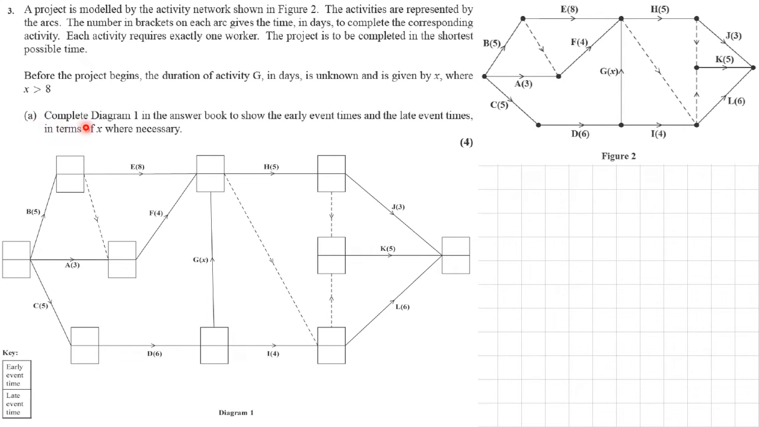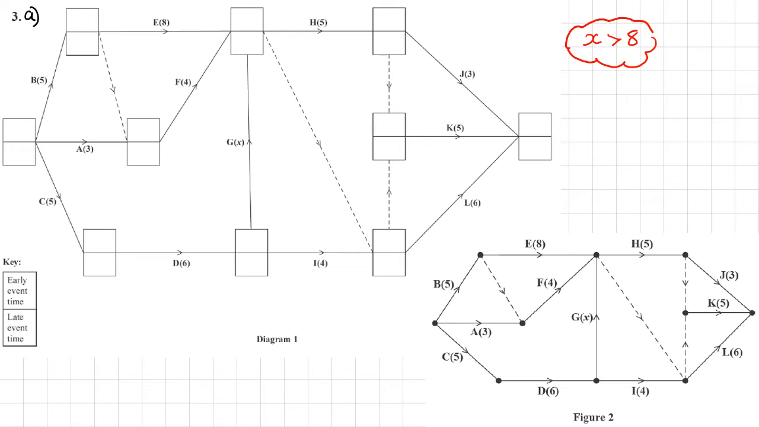Part A, complete diagram 1 in the answer booklet. So that's this diagram here, to show the early event times and the late event times in terms of X where necessary. Okay, so here's a larger version of the diagram. The important piece of information I think I'll need from the written part of the question is that X is greater than 8.